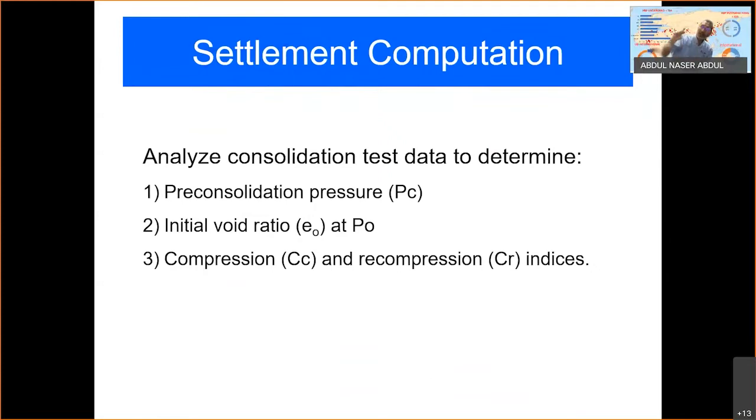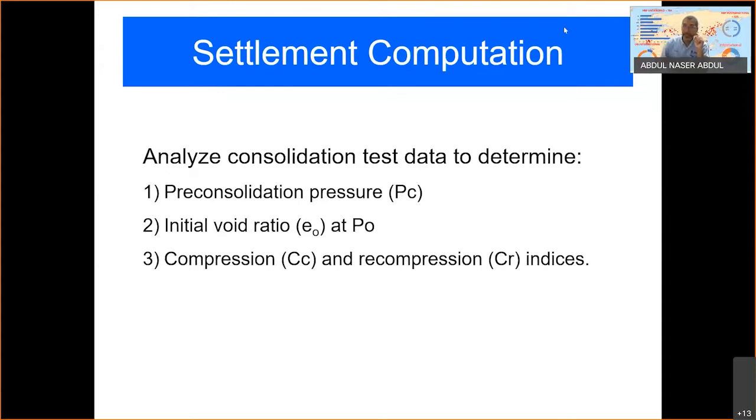Remember earlier, we need to know the amount. We want to make sure the settlement happens first before we go there. So we need to know what is the maximum settlement that will happen at that place. We want to make sure it happens before we put our building or road there. So to know the amount of the settlement, we need to know at least these three pieces of information.